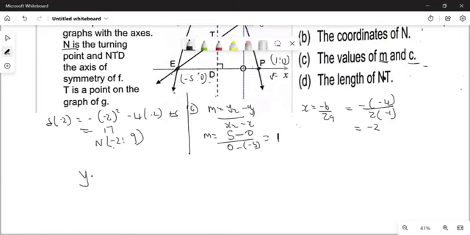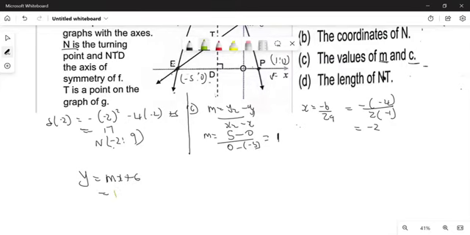You get C by saying y is going to be equal to mx plus c. We know what is M. So come and put 1, and then we have x plus c. And then from here onwards, if you use point E, it says 0 is going to be equal to 1 multiplied by minus 5 plus c. Take this one to the other side, it says c is going to be equal to 5. So we wanted to know the coordinates of N and M and C. Okay, I'm going to stop here.